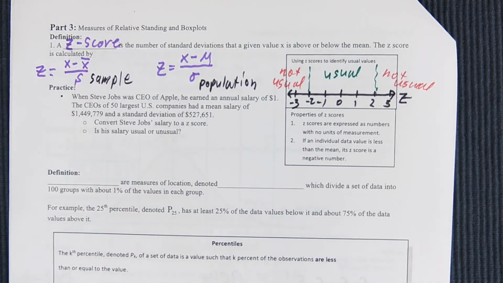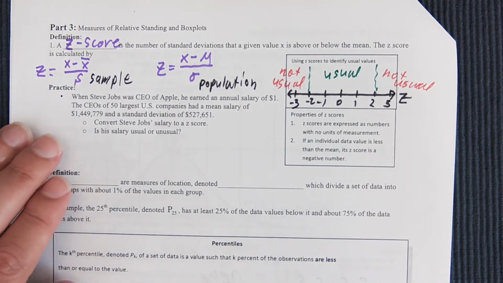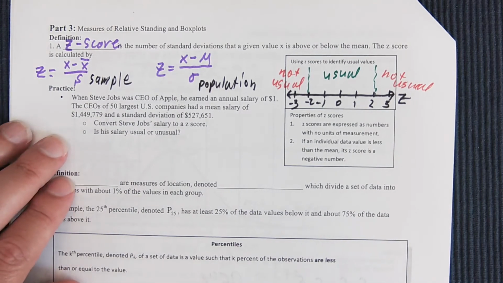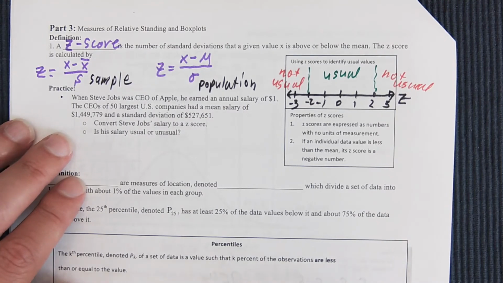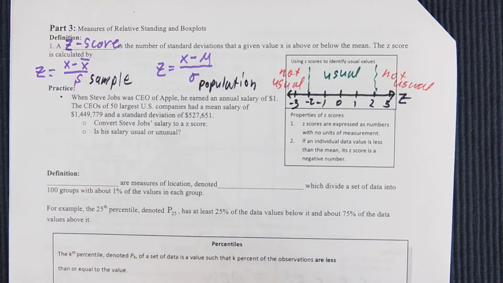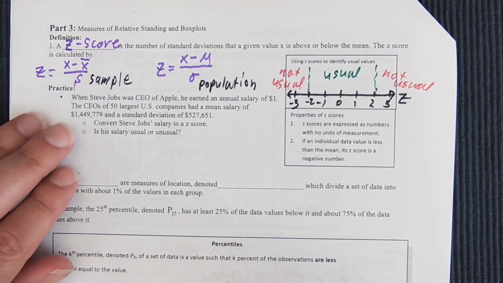So here's our practice for this. When Steve Jobs was CEO of Apple, he earned an annual salary of $1. The CEOs of the 50 largest U.S. companies have a mean salary of $1,449,779 and a standard deviation of $527,651. Convert Steve Jobs' salary to a z-score and then decide if it's usual or unusual.